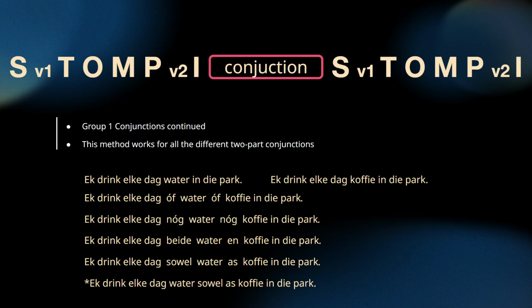So as I mentioned before, all of these use the same sentence structure. So let's take a look at what that would look like. My initial sentence: "Ek drink elke dag water in die park, en ek drink elke dag koffie in die park." "Ek drink elke dag of water of koffie in die park" for either or. "Nog water, nog koffie" for neither nor. "Beide water en koffie", both water and coffee. "Sowel as water as koffie", as well water as coffee. I know that sounds a little bit odd because the English sentence construction isn't the same. And finally, "ek drink elke dag water, sowel as koffie in die park." Now this is an example of when "sowel as" is used synonymously with "en".